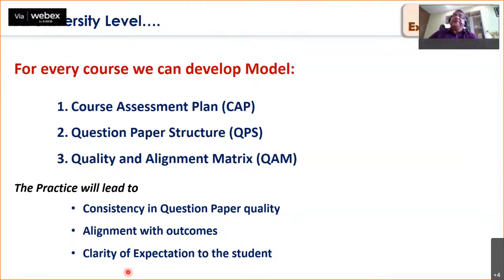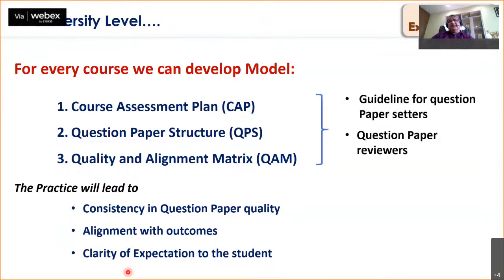Then there is the clarity of expectations. Students are now comfortable. As I am repeatedly telling, he knows at what Bloom's taxonomy level, for which CO, the question is appearing in the exam. He also knows that the question in the model question paper will change, but other things will remain the same. So that will give him a lot of comfort.